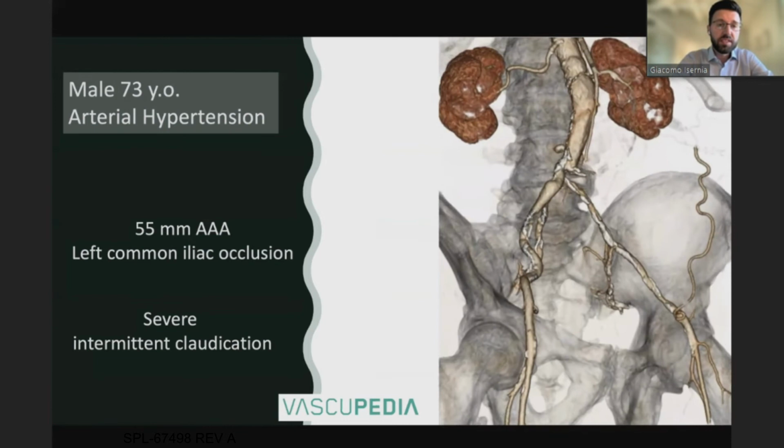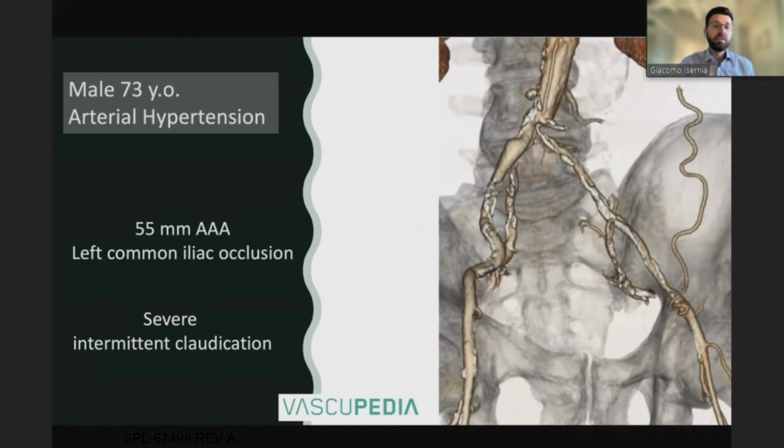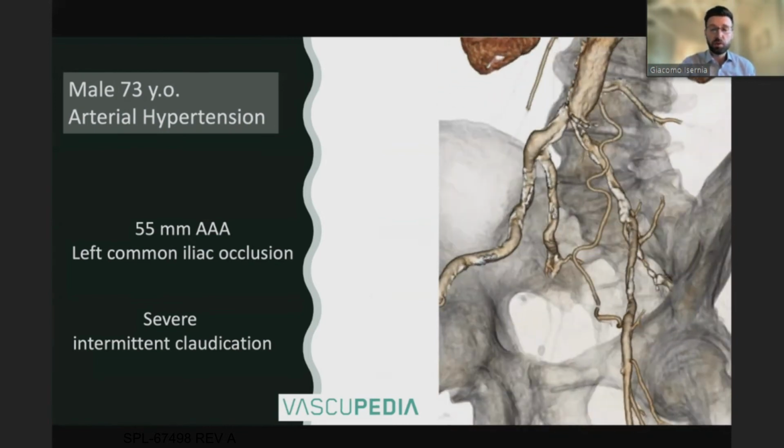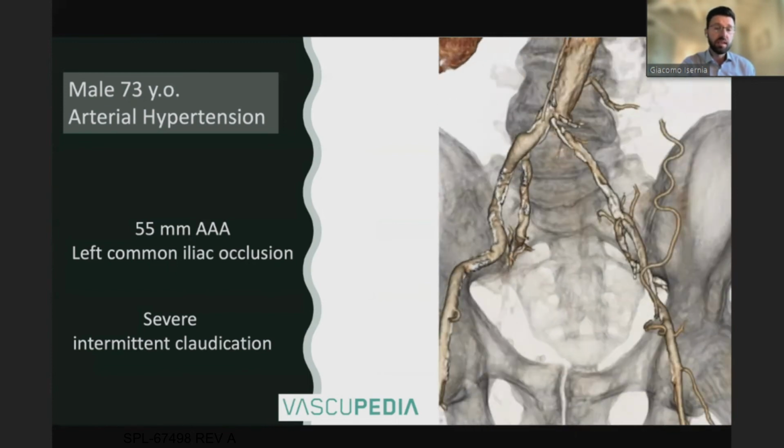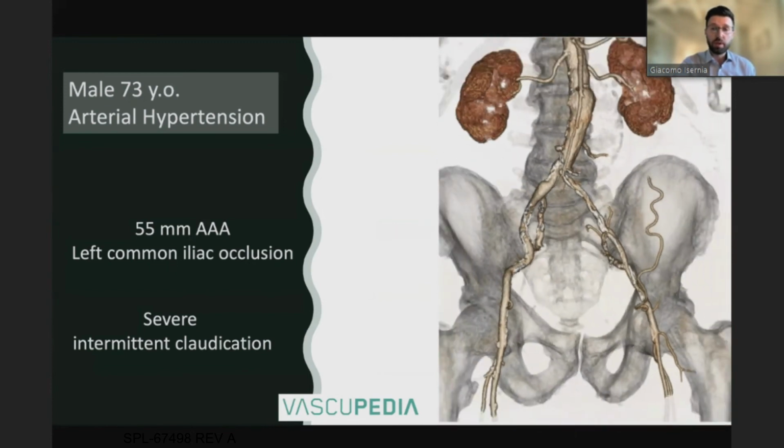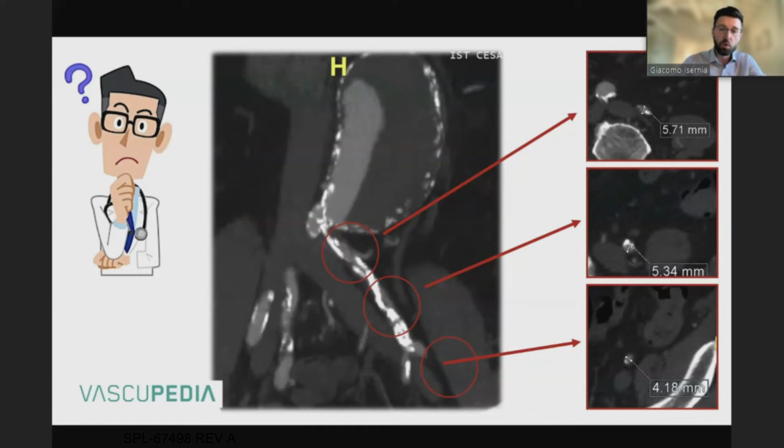Thank you, Michel. Yes, this is my second case. It's a male, 73 years old, affected by common atherosclerotic disease. The patient presented to our institution with a 55 millimeter AAA with a left common iliac occlusion and also severe intermittent claudication on the left side. What to do with this kind of access? We had faced a 5 millimeter common iliac artery and a 4 millimeter external iliac artery.